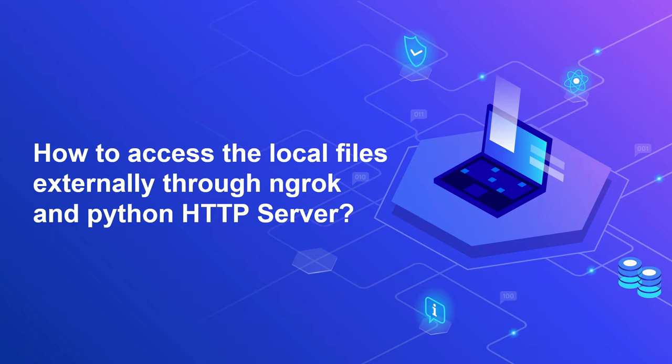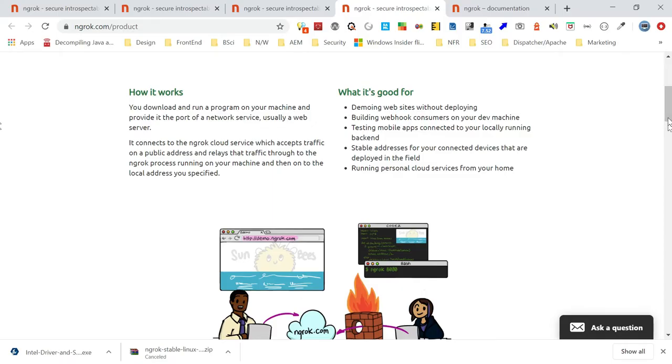ngrok allows you to expose a web server running on your local machine to the internet. Just tell ngrok what port your web server is listening on. So it's not only a web server; whatever service is running on your local machine can be exposed externally using ngrok. Let me show you in some detail how this will work.